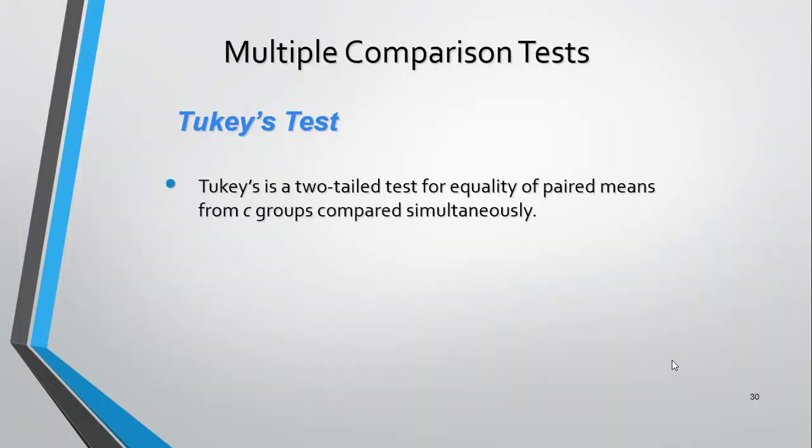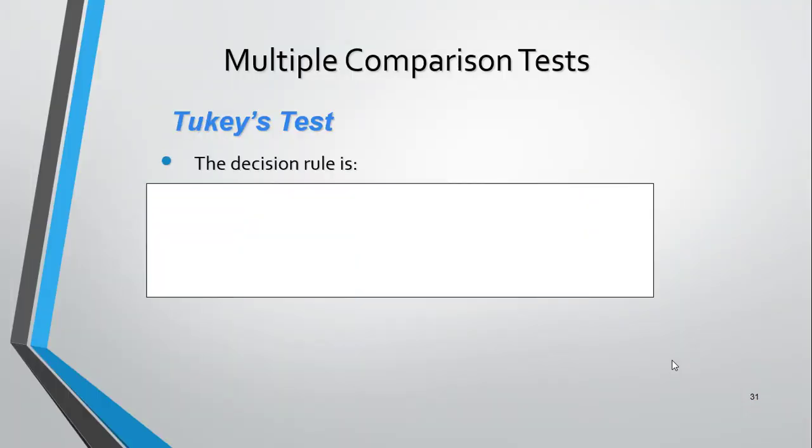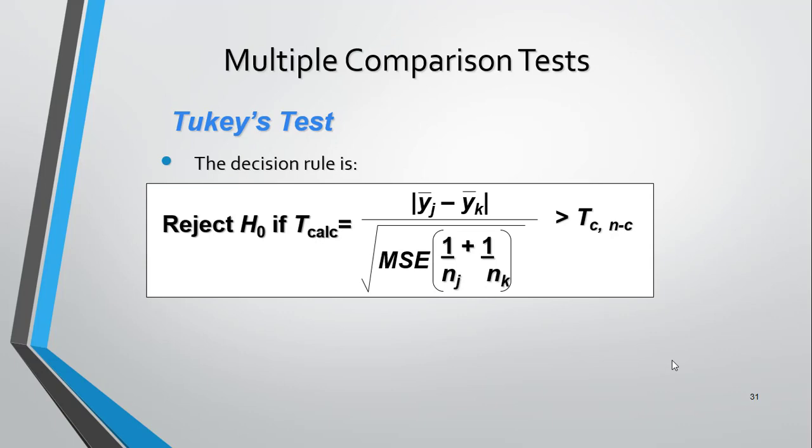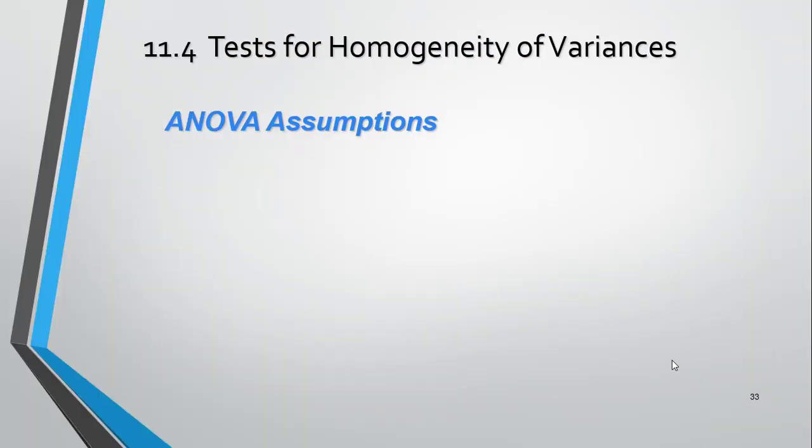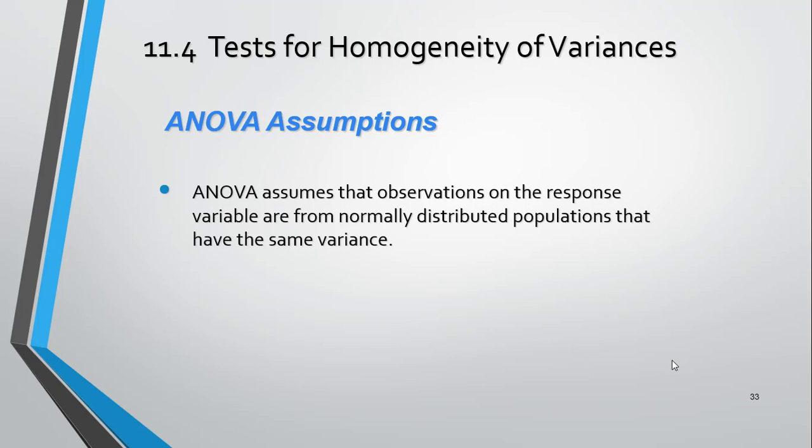Tukey's test is a two-tailed test. Here we're not getting into details. This is for your knowledge. If you want to look further, this is the studentized range in Tukey's test. Also, remember, ANOVA assumes that the observations on the response variable are from normally distributed populations that have the same variance. Remember, that's one of the ANOVA assumptions.